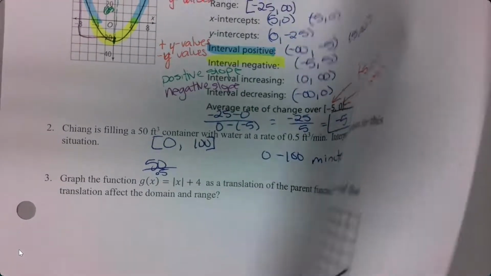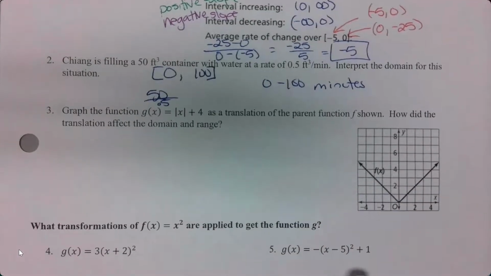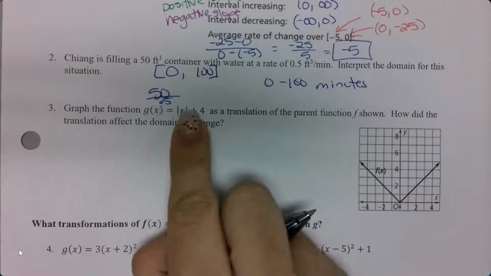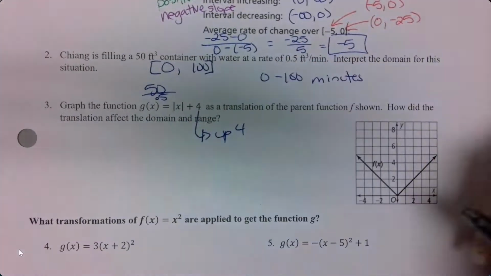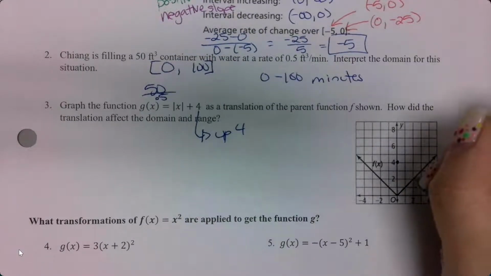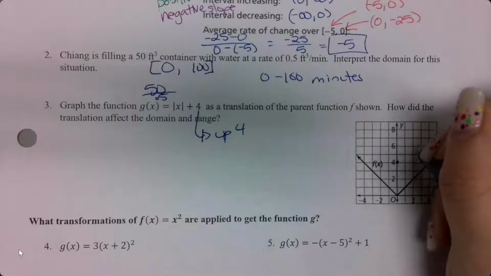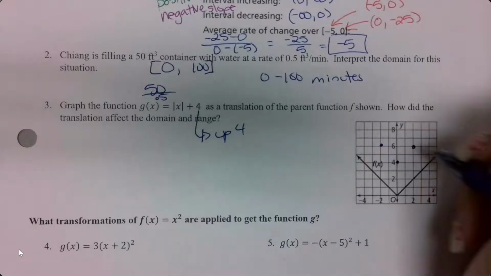Okay, number 3 wants me to graph the function using this parent function shown. So this +4 means it's going to go up 4. So all of my points are going to go up 4. I'm just going to move 3 of them. I was looking at the number 2.